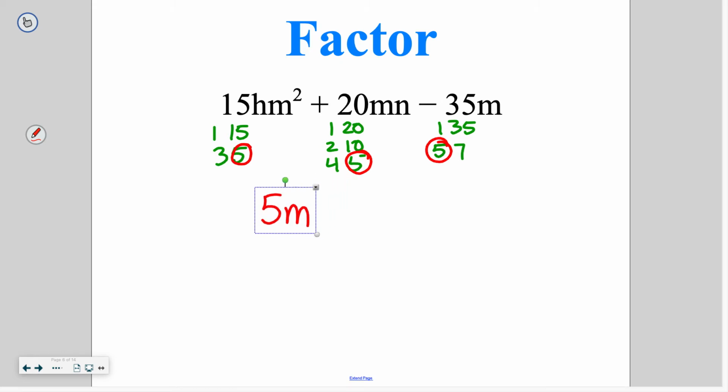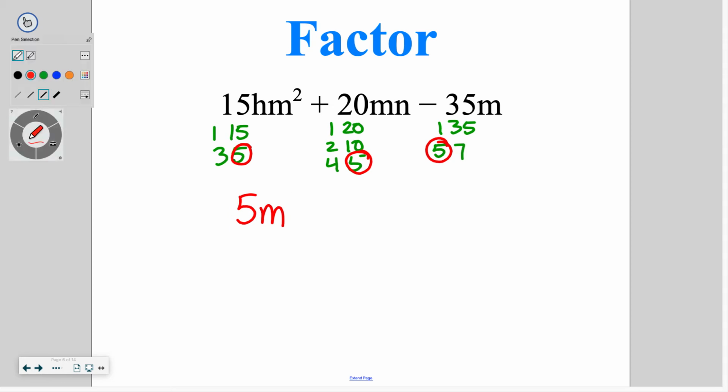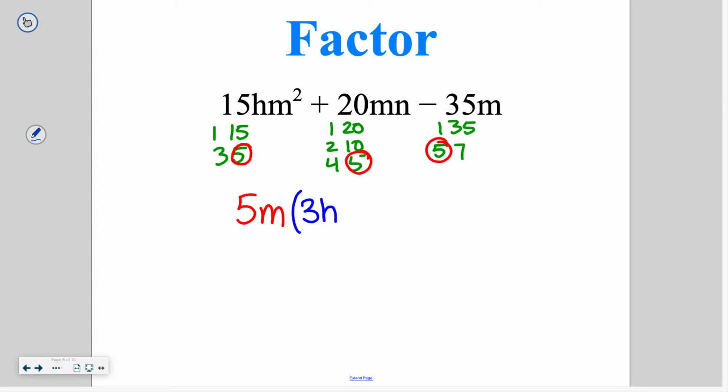So I've got 5m as my GCF. Now, when I factor, the rest of the expression becomes what is left over. So if I have 15 and I take out a 5, that leaves me with 3 left over. I didn't take out an h, so that's still there. And of my m to the second, I took out 1m, so that means 1m is still on the inside term. Then I'm going to jump to the next piece.